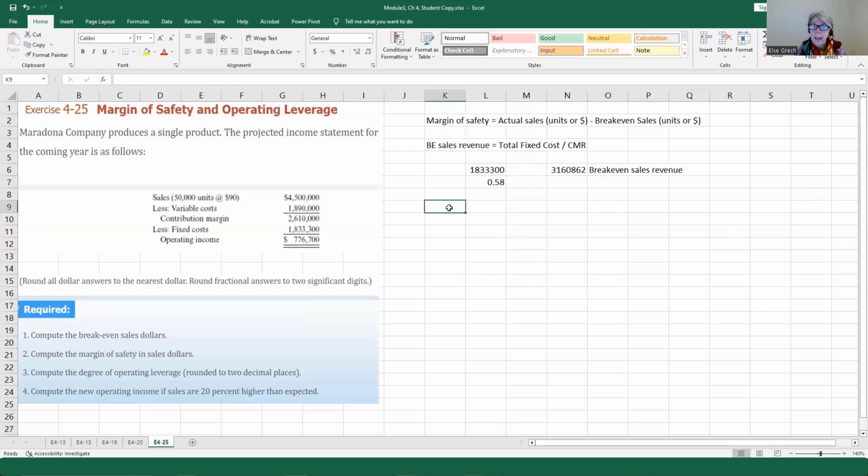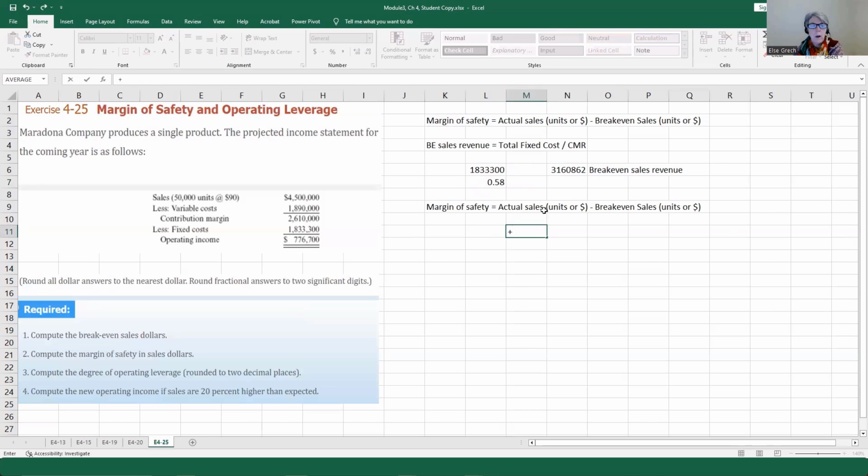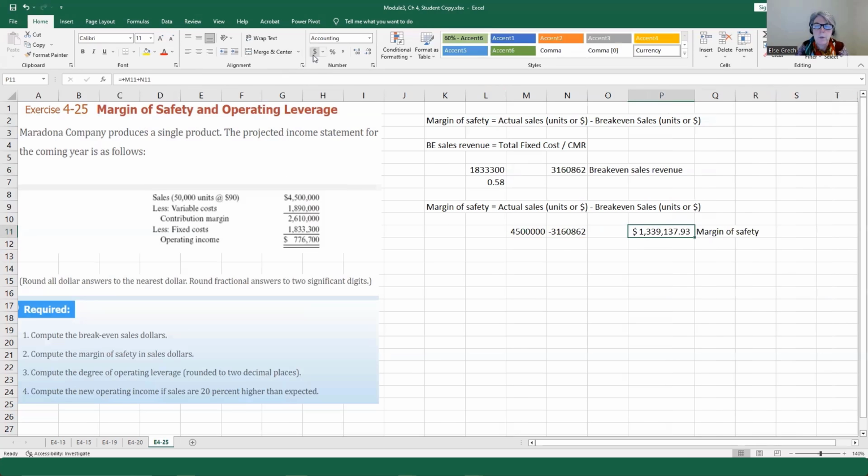Okay, so now I can calculate, of course, the margin of safety. My budgeted sales are 4,500,000. And I have to subtract my break-even sales. Once I have that, I'm going to have the margin of safety. This is the margin of safety. There we go. I'm just going to put dollars here.